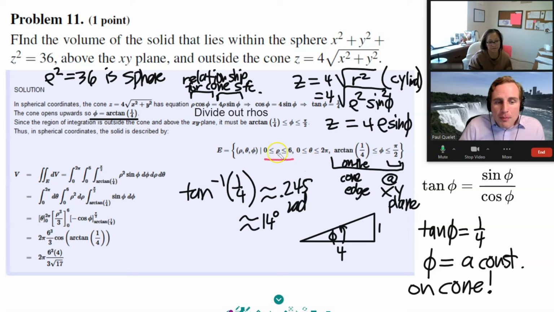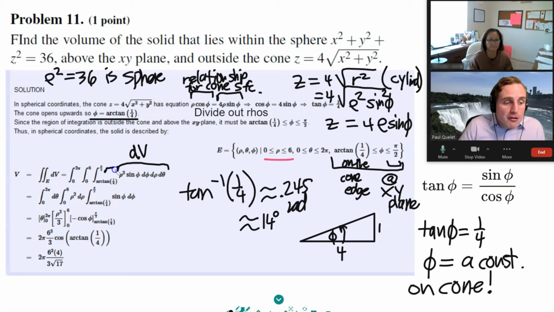All right, so these are our bounds. 0 to 6, 0 to 2 pi, and arctan of a fourth to pi over 2 for rho, theta, phi, respectively. Don't forget, the volume element in spherical is dV equals rho squared sine phi d phi d rho d theta. And remember, the order of that depends upon how you want to do it.